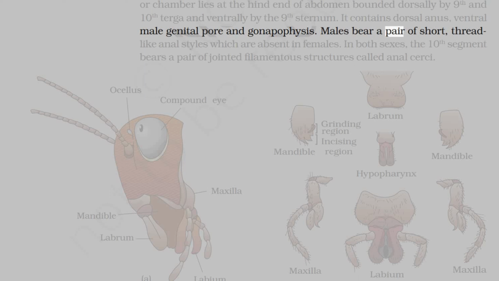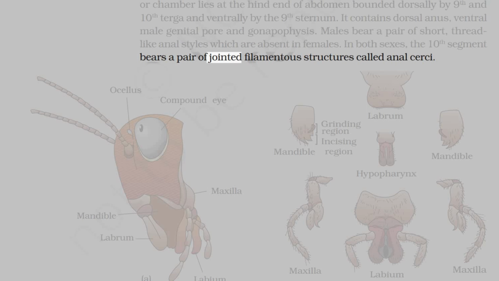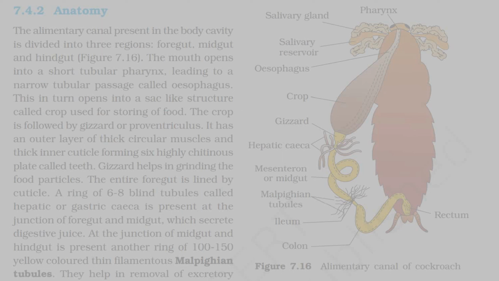Males bear a pair of short, thread-like anal styles which are absent in females. In both sexes, the 10th segment bears a pair of jointed filamentous structures called anal cerci. 7.4.2 Anatomy.